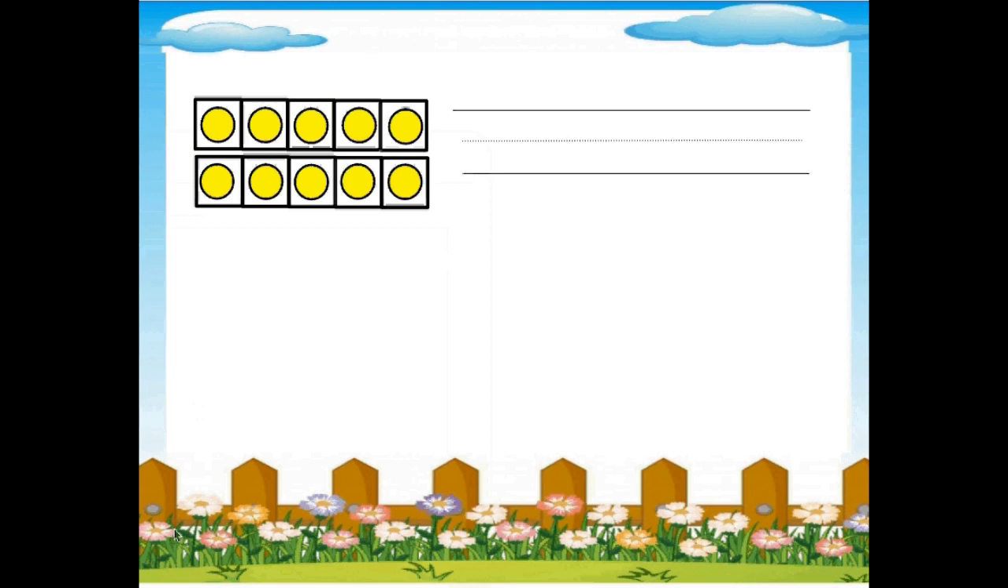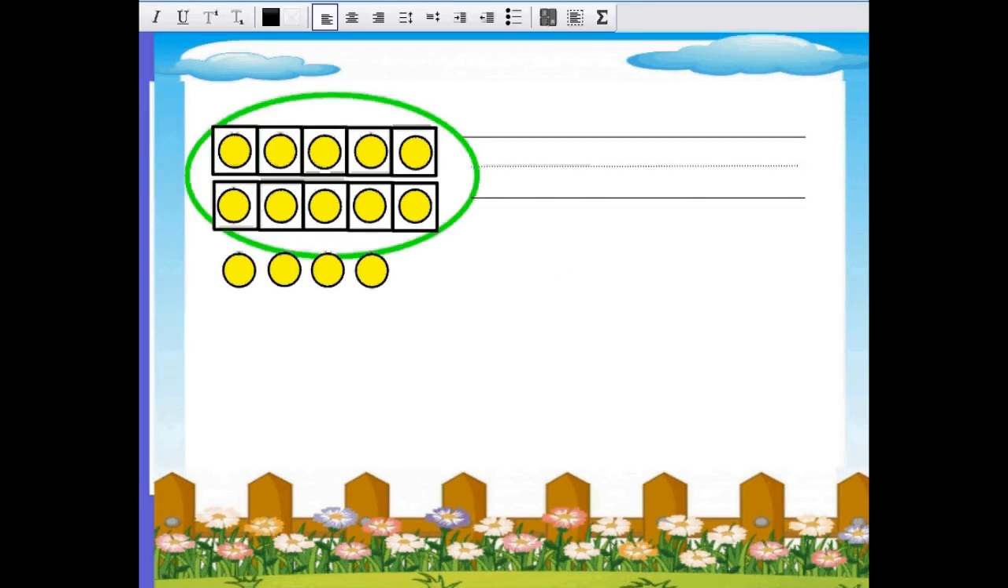Now let's model number 14. We start with a whole new 10 frame, and remember, 10 counters fill a 10 frame. If we include one more counter, we get 11. And another one, we get 12. And another one, we get 13. And another one, we get 14.